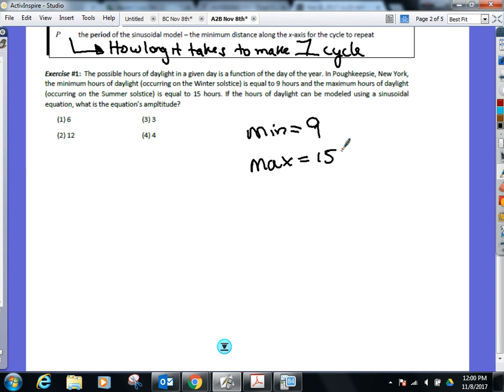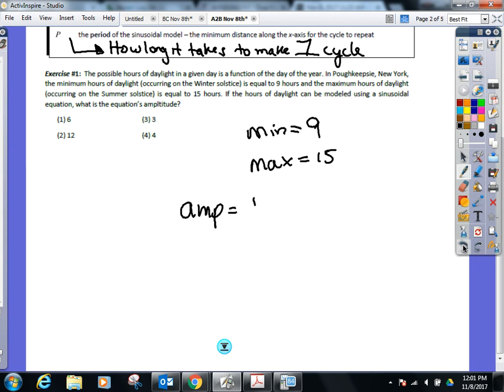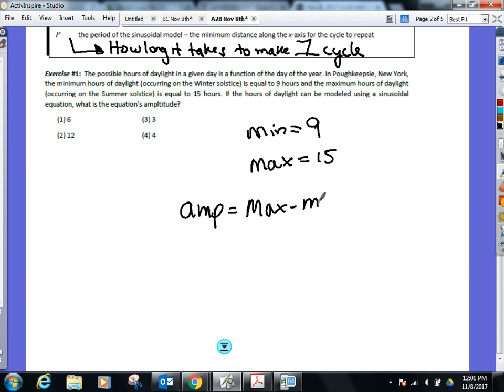The amplitude, which I believe everyone's got a formula for, using these two values. Anybody want to give me a little refresh here on the amplitude formula? 1/2. Well, yeah, I keep forgetting I do divided by 2 with you guys. Max minus min divided by 2.